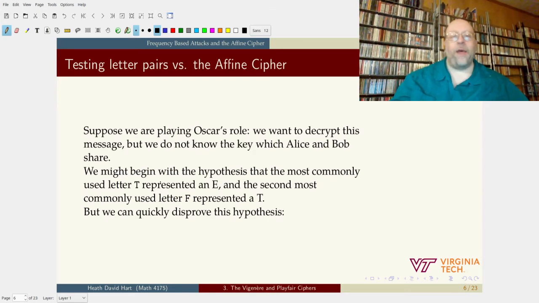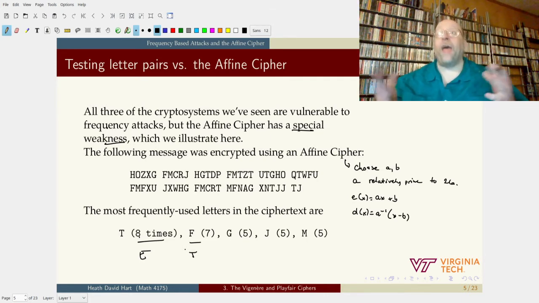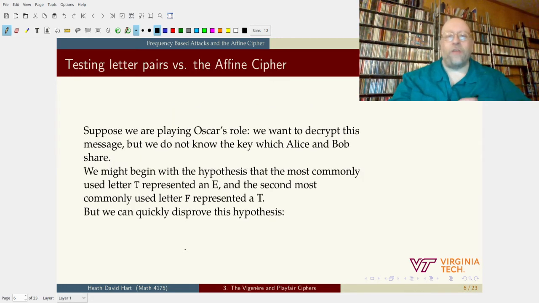And so we might guess that T represents E and F represents T, the two most common letters in the message represent E and T, which are the two most commonly used letters in English. We guess that, but we can prove that that doesn't work. We can disprove this hypothesis without having to keep guessing other letters.